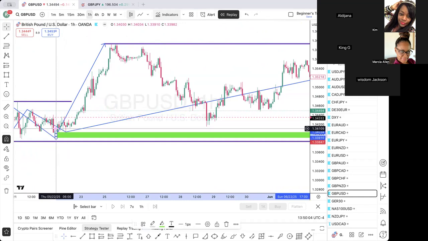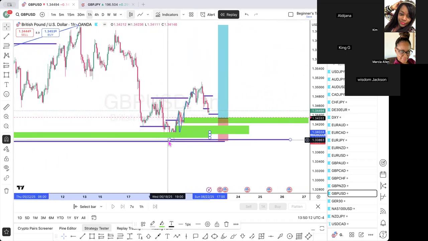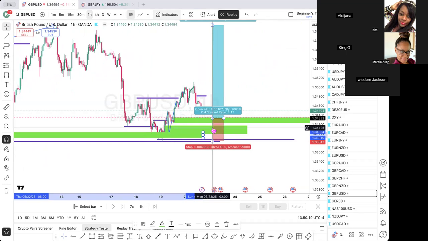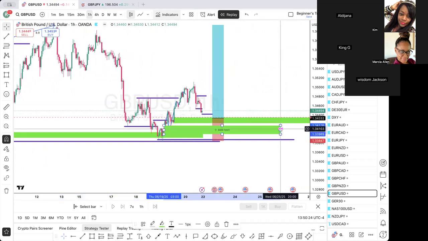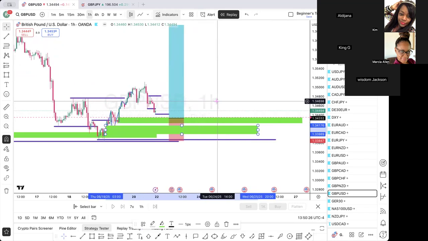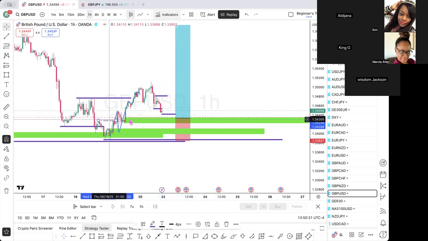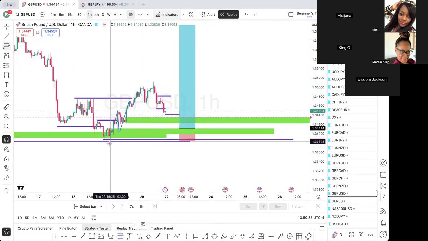This would be my 1 hour demand zone, where I'm looking for where price went to, right? And then shift the structure, and then you just mark up the demand zones from just that. This was the break. This was the new demand zone. I might even want price to come down here. This would be a perfect trade.